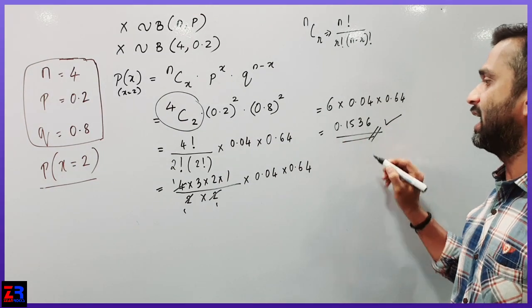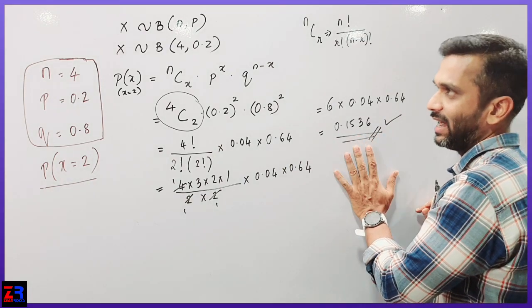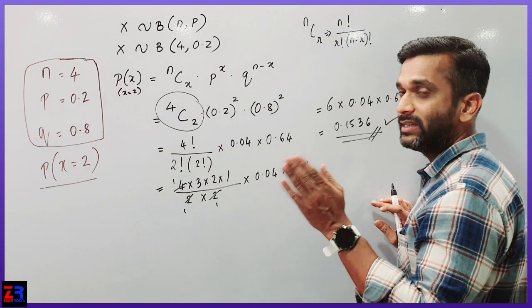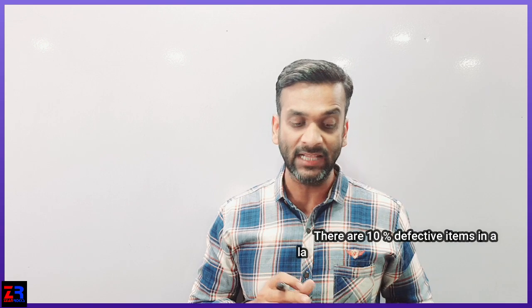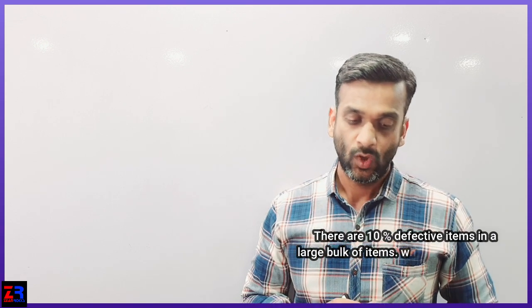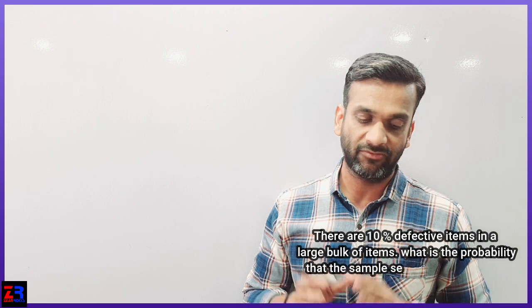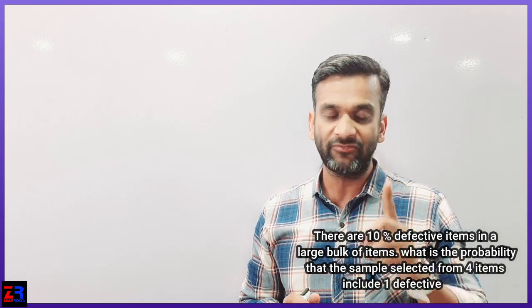0.1536 is the answer. Now this was an example question. Now I will take a realistic example. There are 10% defective items in a large bulk of items. What is the probability that a sample selected from 4 items includes one defective item?